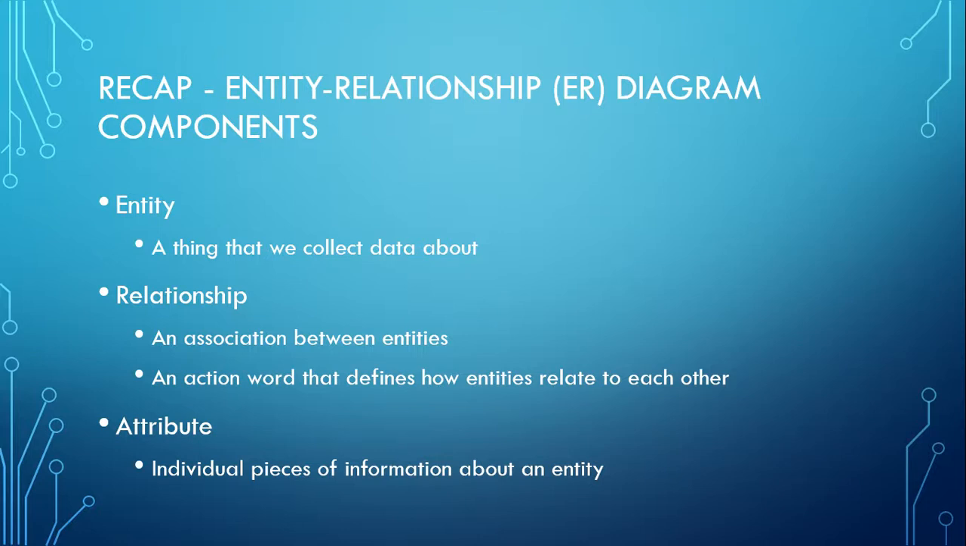When we design databases, we are going to be creating entity relationship diagrams for our databases. An entity is a thing that we collect data about. A relationship is the association between two or more entities, and it's generally an action word that defines how the entities relate to each other. And an attribute is a single piece of information about an entity that we need to track.